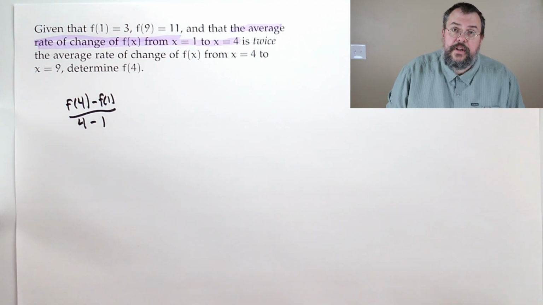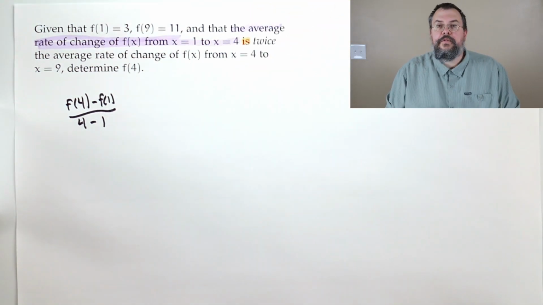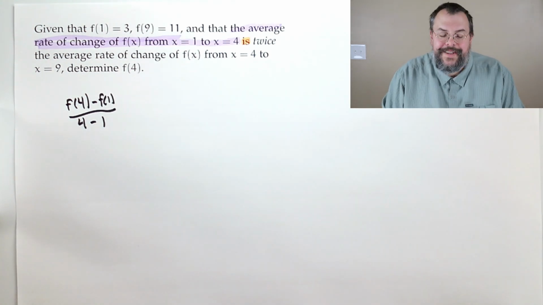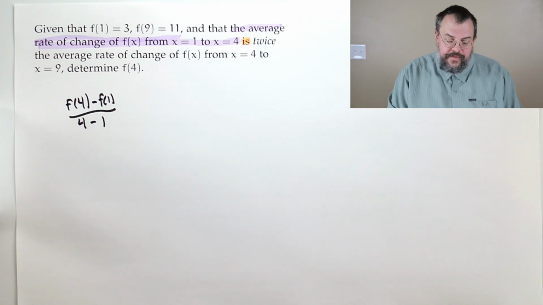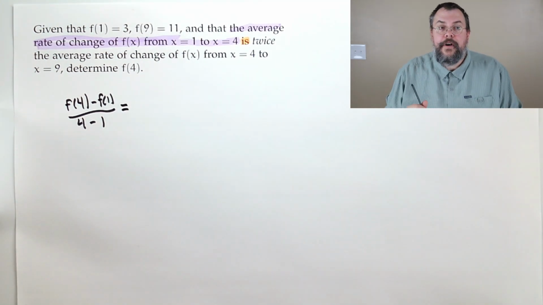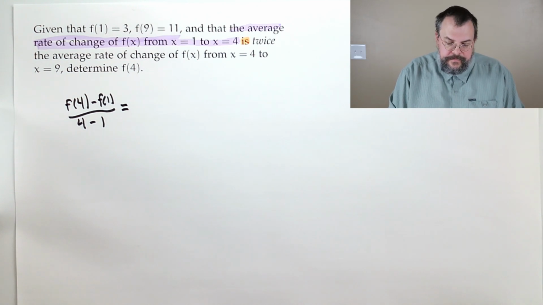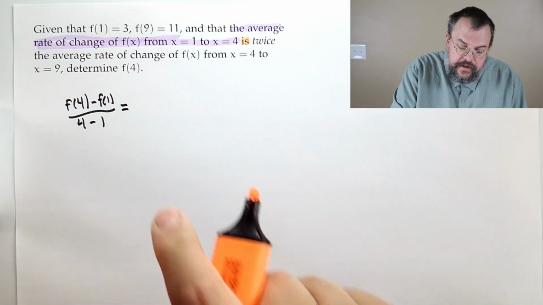Now let's go to the next part of the sentence that's important: is. All right, that was a really quick visit. What does is translate into? Well, it translates into equals. Okay, that's good. So we have the average rate of change from 1 to 4, and is equals.